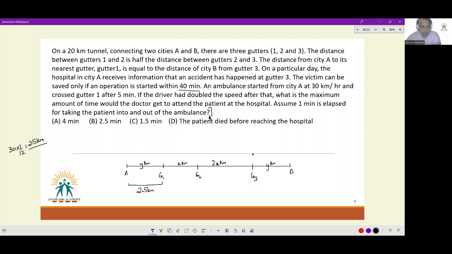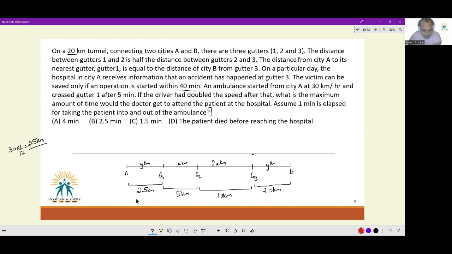Okay. Now I also know one interesting thing. This is a 20-kilometer tunnel. I had completely missed this data point, and therefore I was worried. If this is 2.5, this distance is also 2.5 kilometers, which means this distance 3x is 15 kilometers. So this is 5 kilometers. This is 10 kilometers.